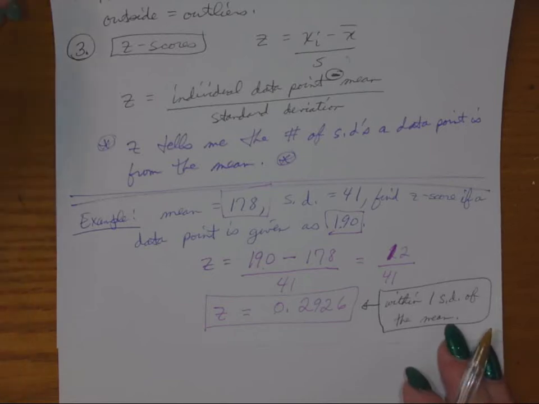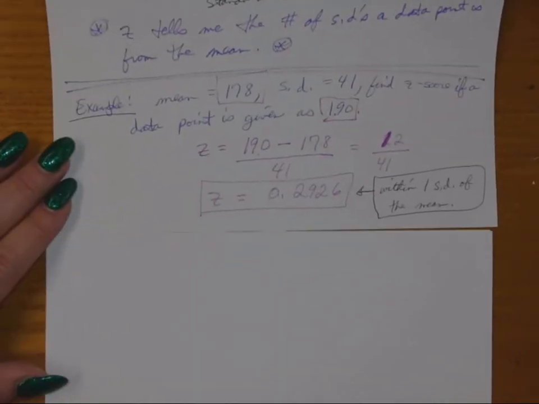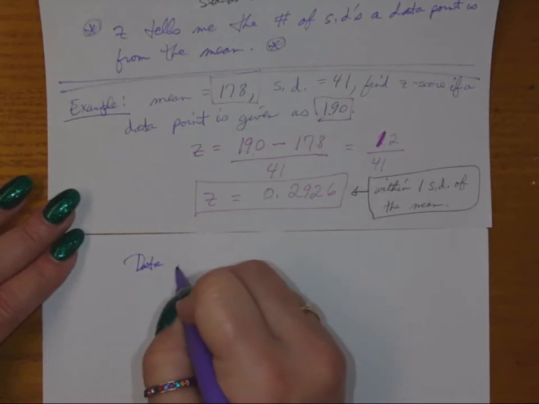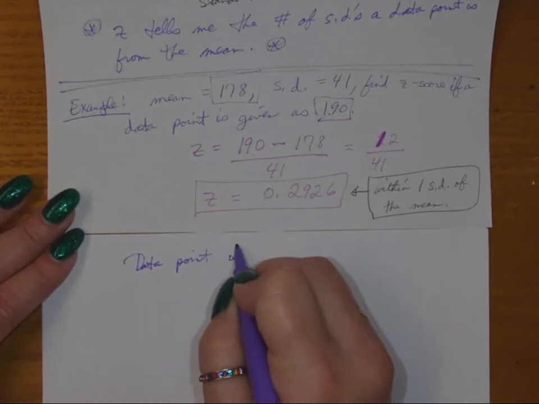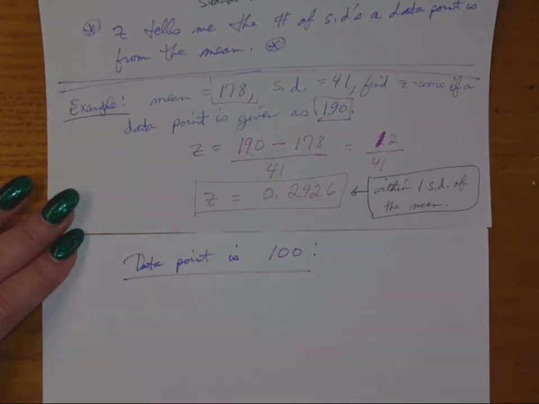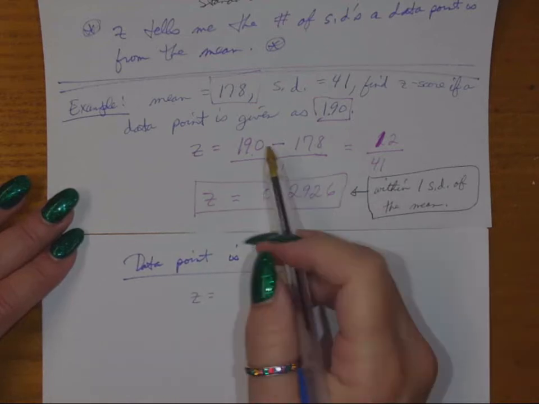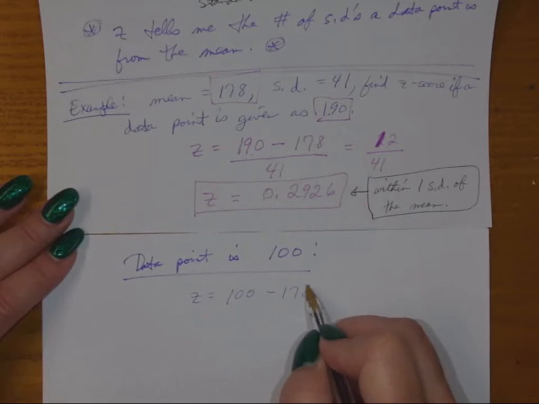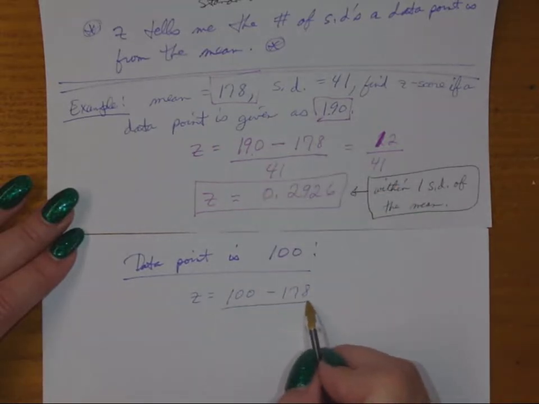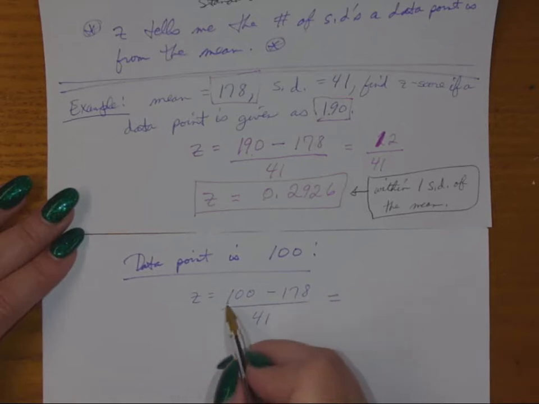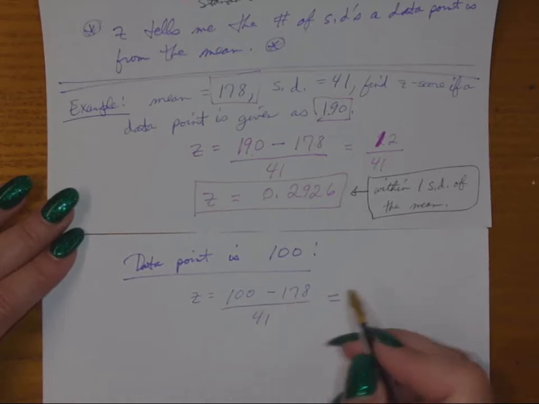What if we had the same mean and the same standard deviation, but our data point is 100? Okay. Then I do the same calculation, right? It would be z equals, but instead of the 190, I've got a data point of 100 minus 178, because my mean's still the same, divide by 41. Okay. Well, look at this. Whenever I do it, 100 minus 178, that's going to give me a negative.